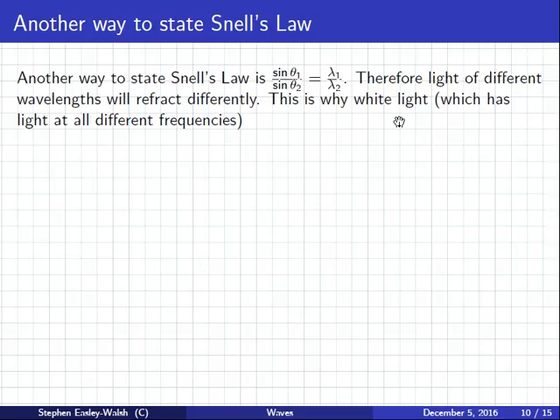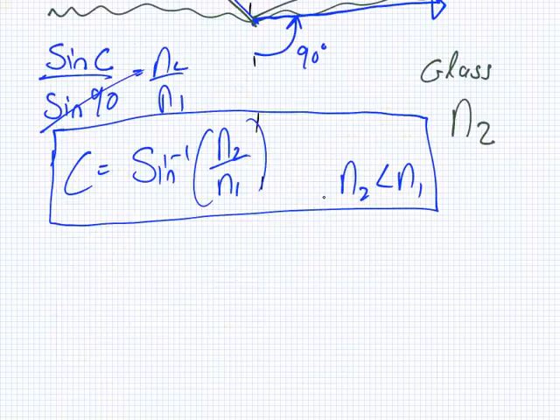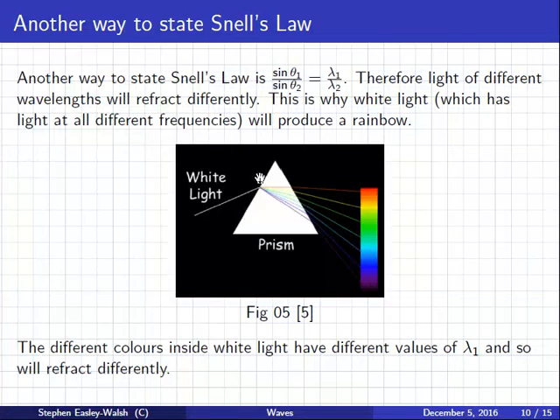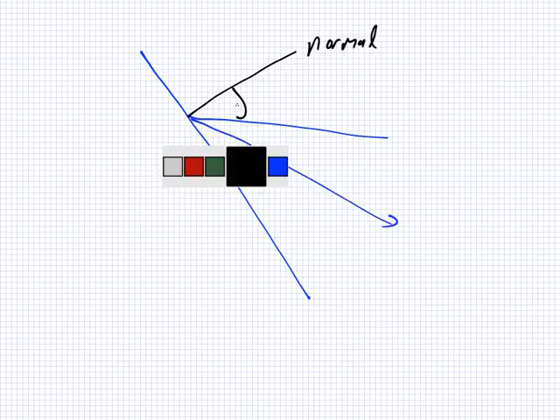Therefore, light of different wavelengths will refract differently. This is why white light, which has all the different frequencies, will produce a rainbow. So what's happening here? White light is all the different wavelengths. Which ones have the biggest angles of refraction? Now, you just have to be a bit careful here. Just remember, we measure the angle with the normal. So if this is the surface, and this is the light coming out, we measure it to the normal. So this is one angle, but if it's going like this, it's a bigger angle.